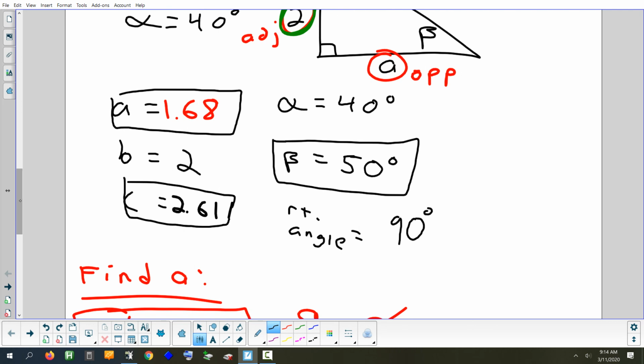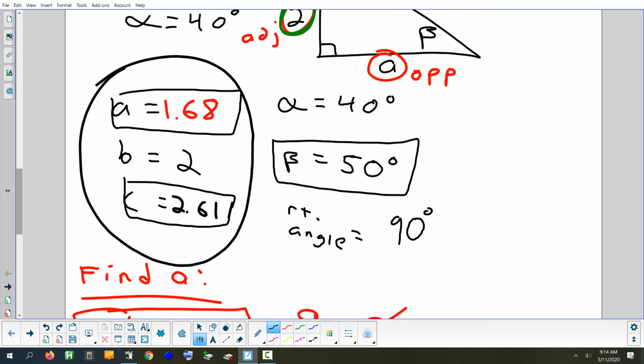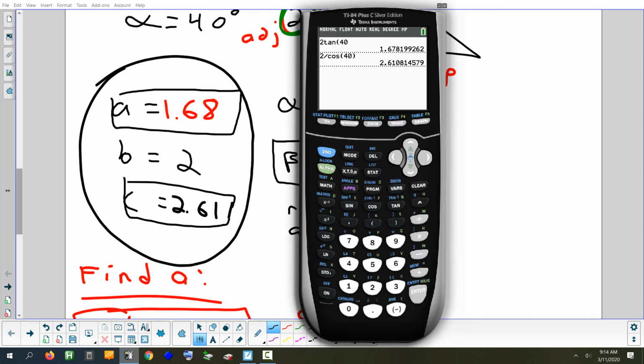Now, what could you do with these to kind of check if they're right? I didn't want you to do it to get the answer, but we can use it to double check if we got them right. Yeah, we can check with Pythagorean Theorem and see, does 1.68 squared plus 2 squared equal 2.61 squared? If it does, then you just checked your answer with Pythagorean Theorem, and it's probably right.